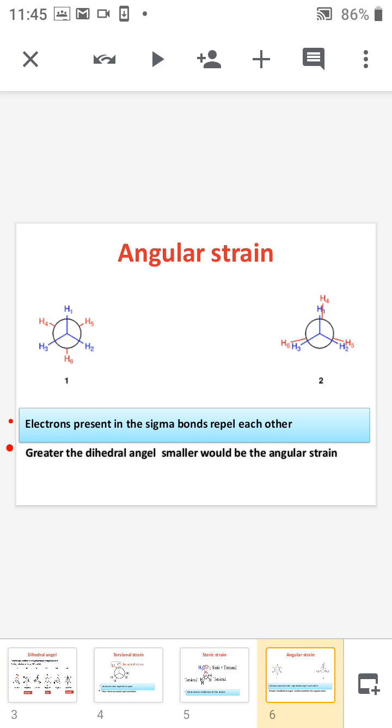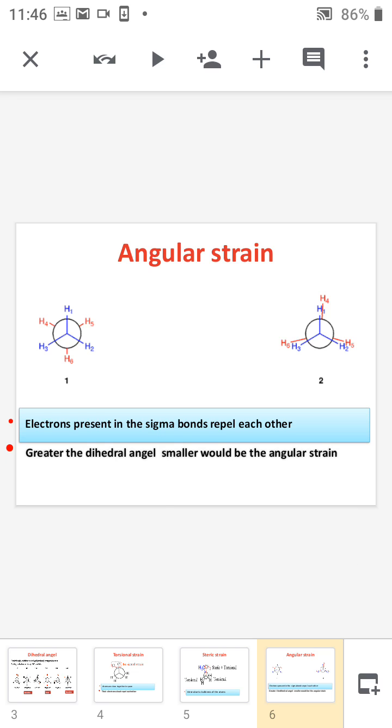Next is the angular strain. The angular strain arises due to the difference in dihedral angle. We have discussed the dihedral angle before, and for this molecule, from structure 1 we can see that the hydrogen atoms are 60 degree apart. So the dihedral angle is 60. So the electrons present in the sigma bonds CH and CC and CH bond will repel each other. The repulsion exists when these bonds are just behind each other. In structure 1, the electrons present in the sigma bonds are 60 degree apart, so the repulsion is very least.